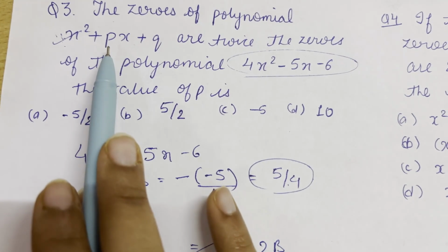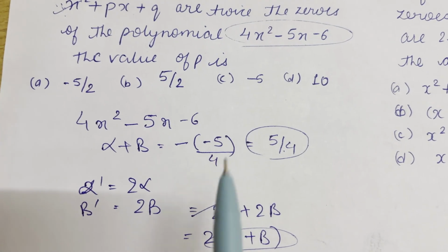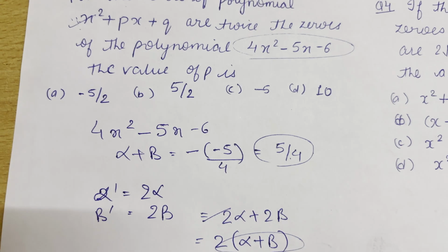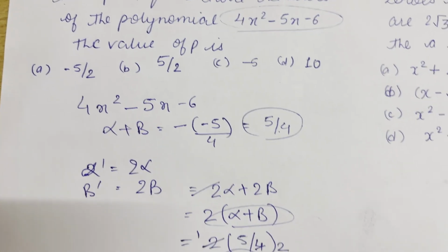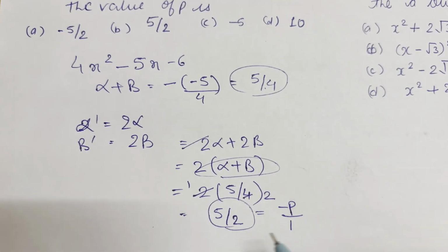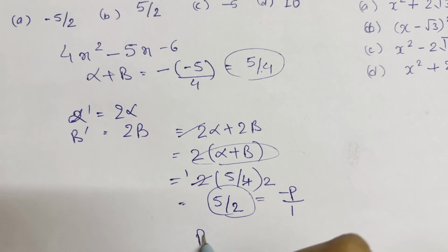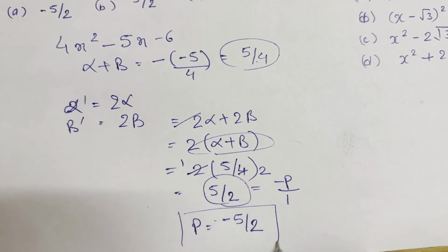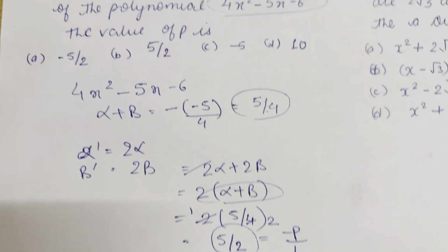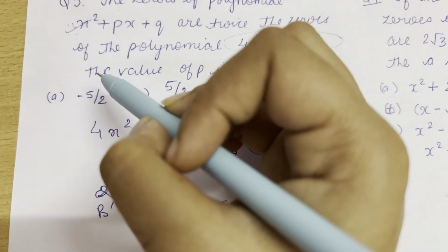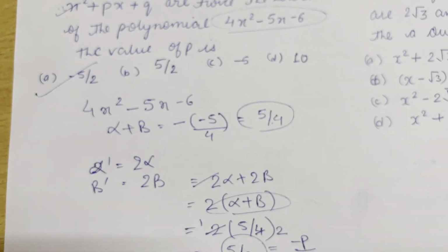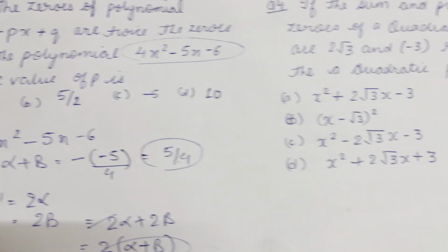And this is the sum of the zeros of the polynomial x square plus px plus q, whose zeros are twice the zeros of this polynomial. So the sum is equal to minus b by a. So this value is equal to minus b by a. The value of a is here 1. So from this we got the value of p is minus 5 by 2. The value of p is minus 5 by 2, and when you match the option, the correct answer is option number A, that is minus 5 by 2.